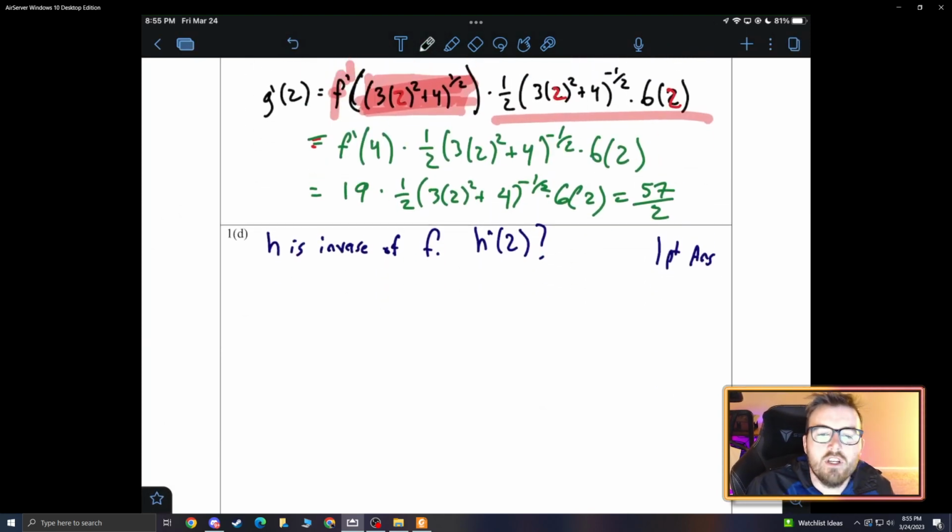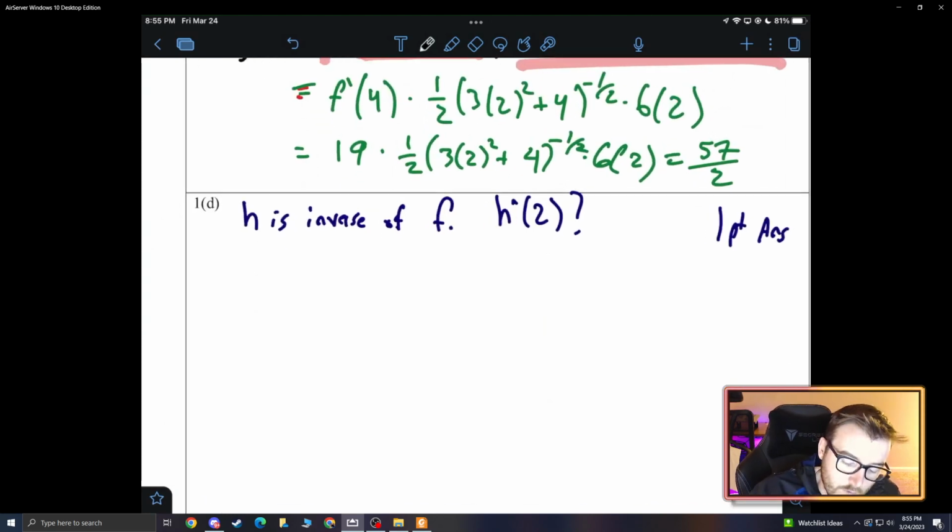H is the inverse of f. What is h prime of 2? Now, do you have the derivative of the inverse memorized from your flashcards? If you do, great. If you don't, tough cookies, okay? How do you find the derivative of the inverse? Well, let me prove it to you. Let me demonstrate where the memorized flashcard comes from. I showed this back in the day, but let's see it again.